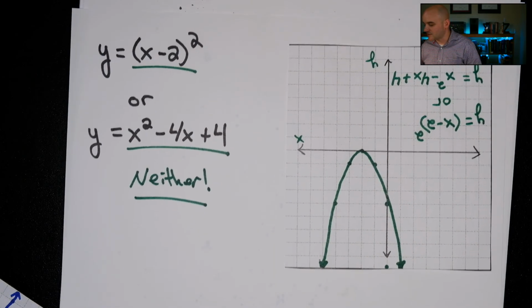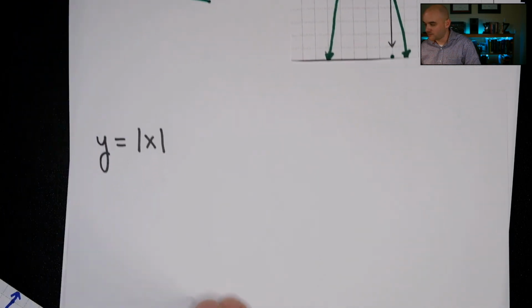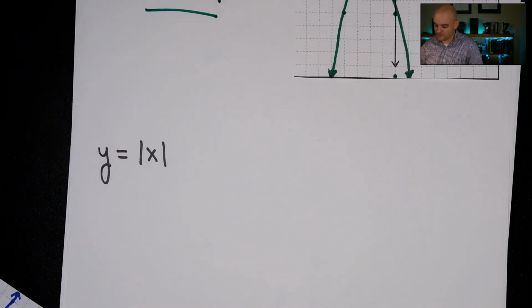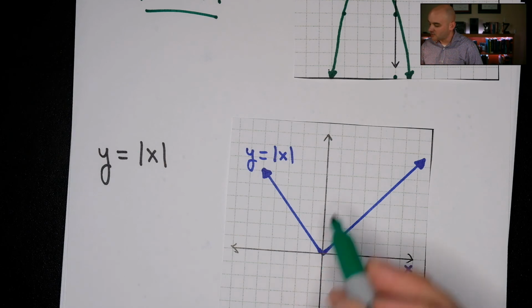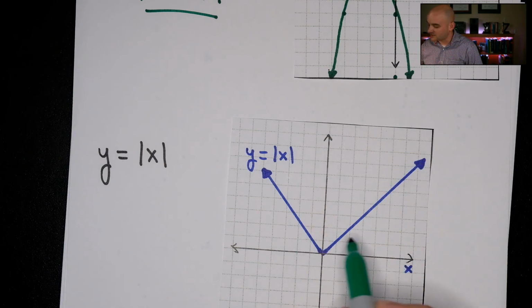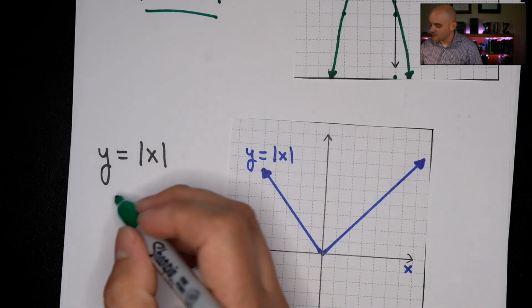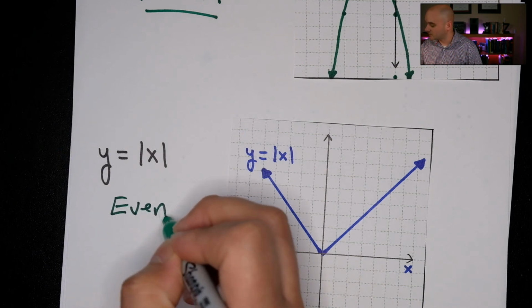Let's look at the absolute value of x. So this is the absolute value of x graphed. In this case, what do you think is going on here? Obviously, if I spin it upside down, it's going to look like an upside down V, so it's not going to be odd. But if I fold it along the y-axis, it's going to match up perfectly. That makes this an even function.